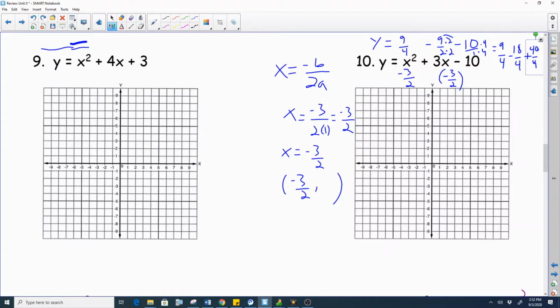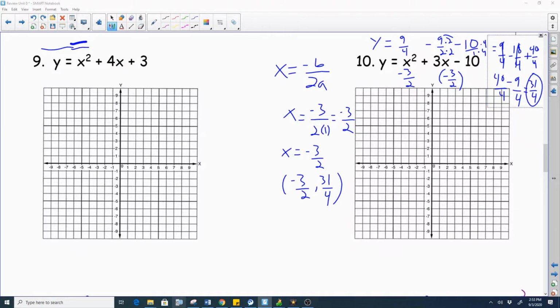Okay, so then we have 40 minus 18. So what's that? 22/4? Or you could just do 9 minus 18, which is another negative 9/4. So those kind of cancel out there, right? And then we want to do 40 minus 9. So 40 minus 9 is 31. That's wicked. So 31/4. Wow. 31/4 is our vertex. That's evil.